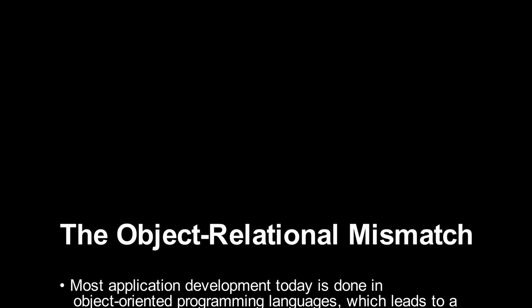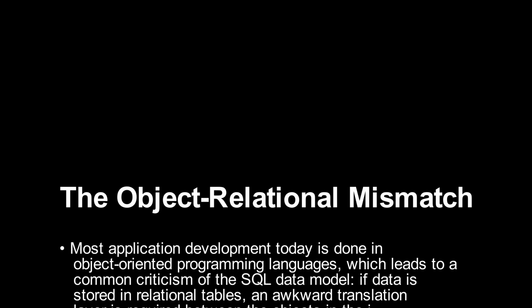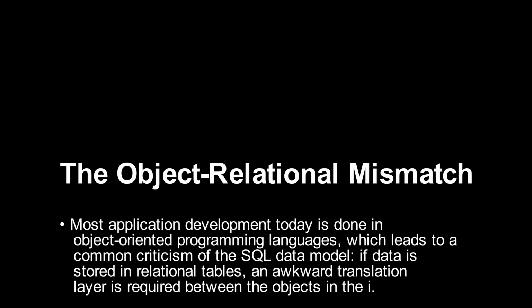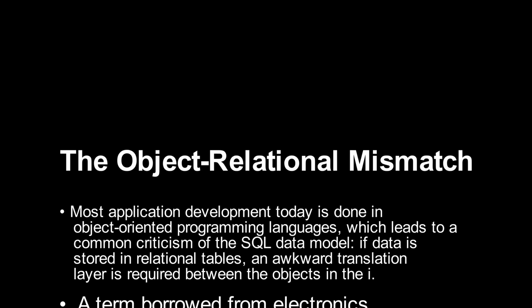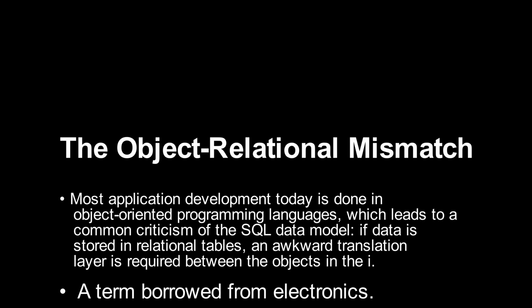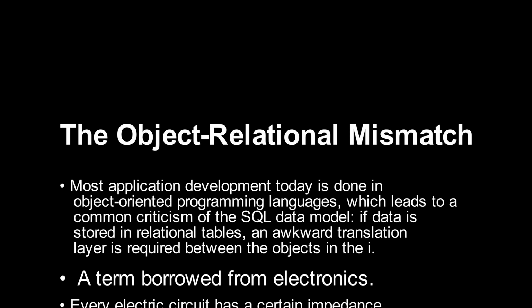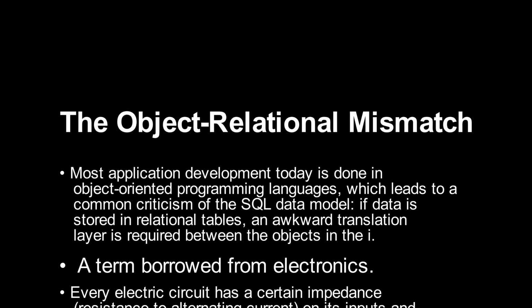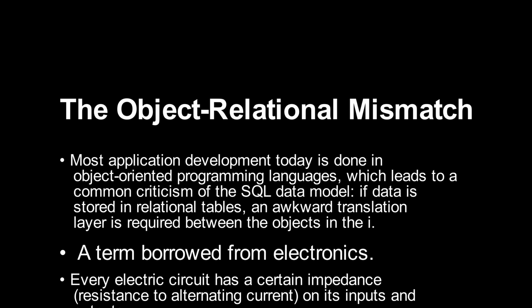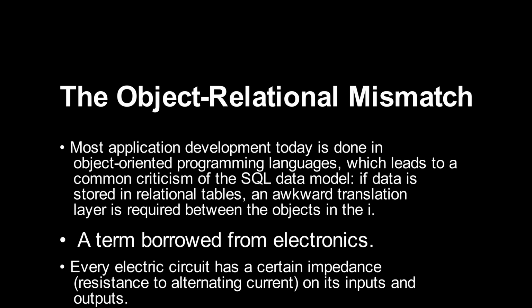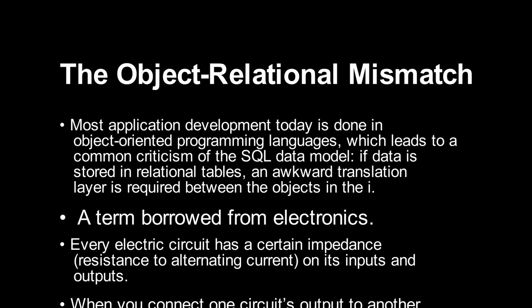The object-relational mismatch. Most application development today is done in object-oriented programming languages, which leads to a common criticism of the SQL data model. If data is stored in relational tables, an awkward translation layer is required between the objects in the application code and the database model of tables, rows, and columns. The disconnect between the models is sometimes called an impedance mismatch, a term borrowed from electronics.